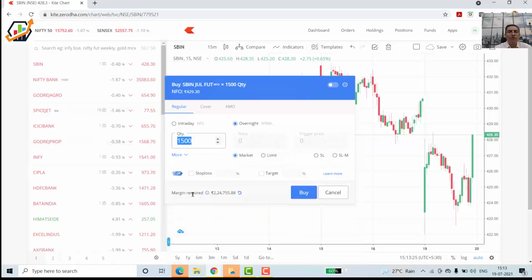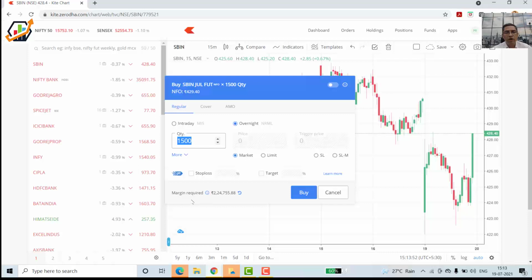Now in the buy, I've got the option whether I want to take it as an intraday or an overnight trade. If I'm taking intraday, then this cover order will also be applicable. But I'm taking only the overnight trade right now. For an overnight trade, you see that 1500 is already given as the quantity. So one lot of SBI in the futures is 1500 shares.